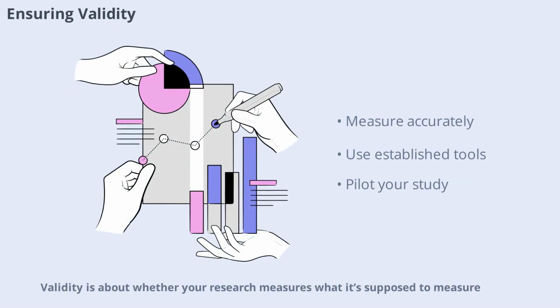Validity is about whether your research measures what it's supposed to measure. For example, if you want to study stress, your tools and questions should accurately capture stress levels, not something else. Validity can be improved by using established measures, piloting your study, and seeking expert feedback. High validity means your conclusions are meaningful and accurate.